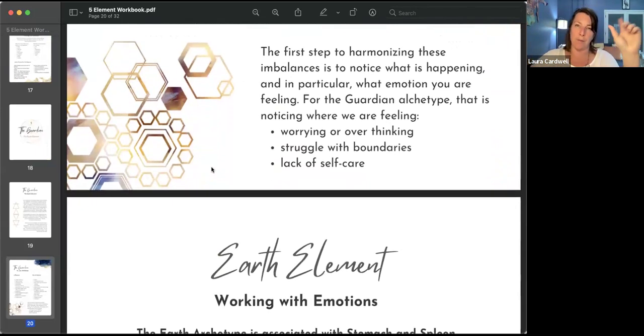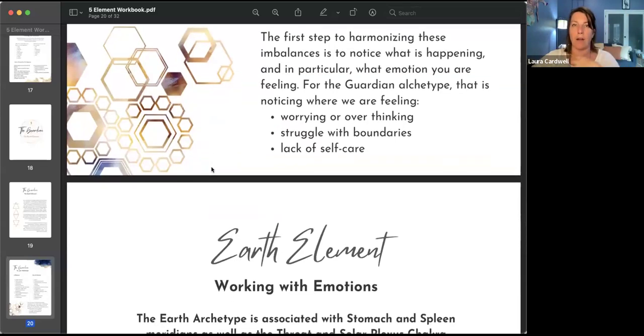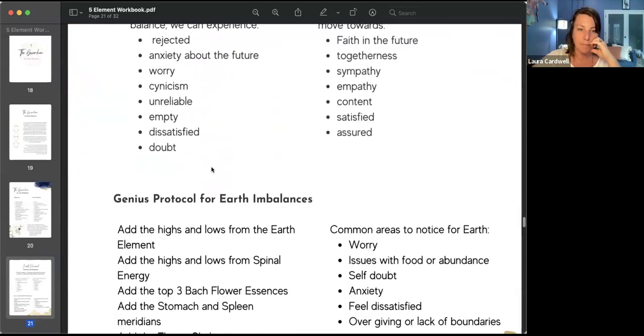So with Earth, as we get into the demo, just want you to think about if they're worrying about something, ruminating on something, or if they're struggling with their boundaries, or if they don't know how to take care of themselves, they only really know how to take care of other people. Those are going to be Earth imbalances.